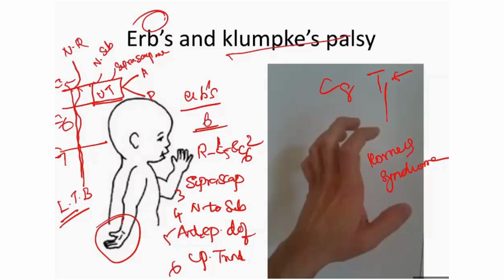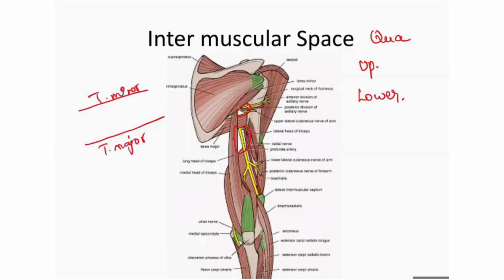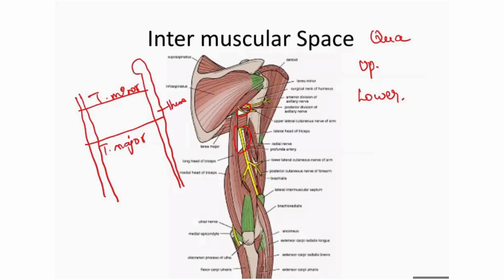Next are the intermuscular spaces. What are all the spaces? Quadrangular space, upper triangular space, lower triangular space. Quadrangular space is formed by teres minor above, teres major below, the humerus, and the long head of triceps.